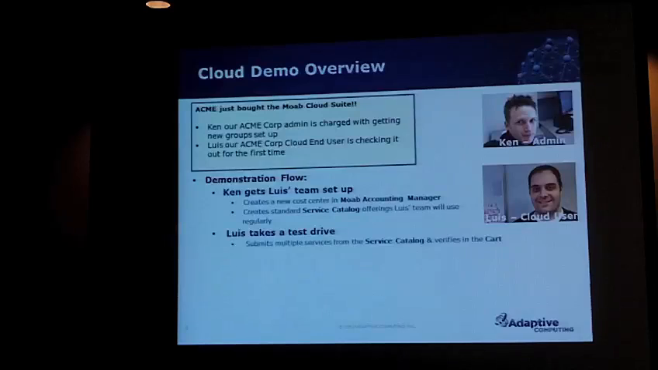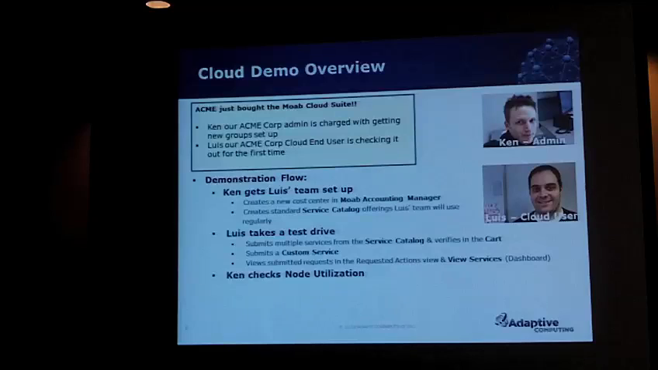Then I'll take a test drive where I'll submit multiple services from the service catalog and verify that they are in the cart, that they were submitted, how much they cost and all those things. Submit a custom service too, and then view the requested actions, which will basically show us the detailed steps of what is going on in the provisioning process, and also show the actual services in our new View Services dashboard. Then Ken will check the node utilization. He will go to the View Nodes dashboard, which is a brand new dashboard that we created.